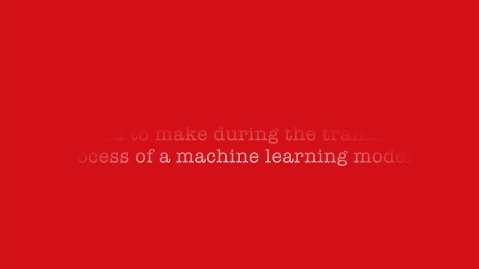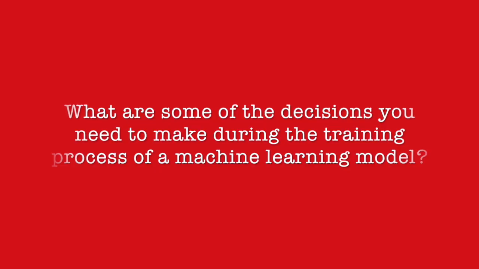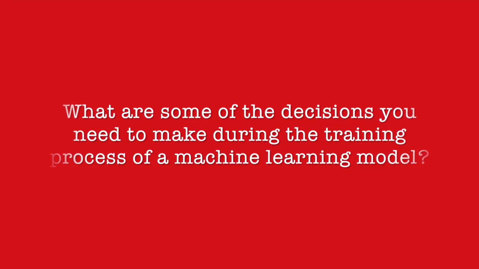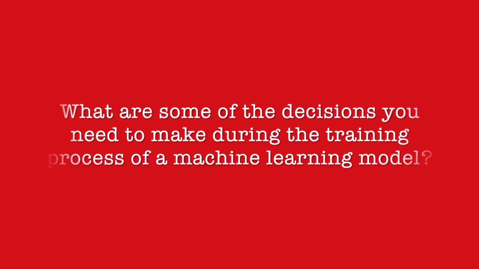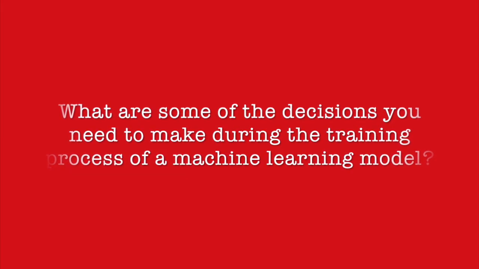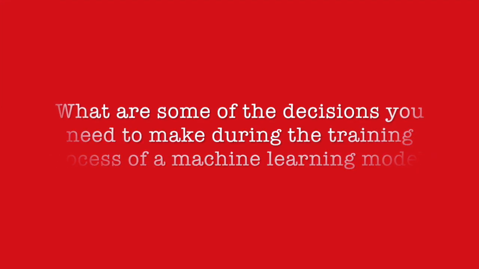Some of the decisions that you need to make in the training stage of your machine learning model is: how many epochs will you run this for? What is the optimizer function that you'll use? And finally, what is your batch size? Tweaking all of these will give you different results, and you need to find the one that works best for you.